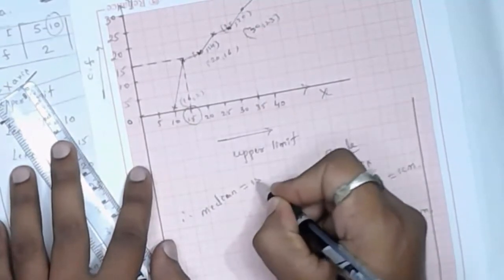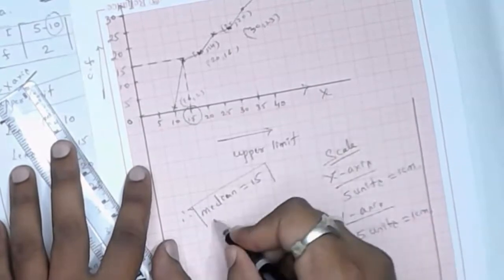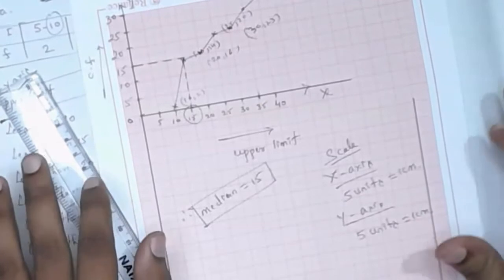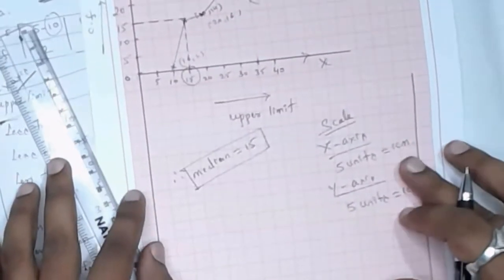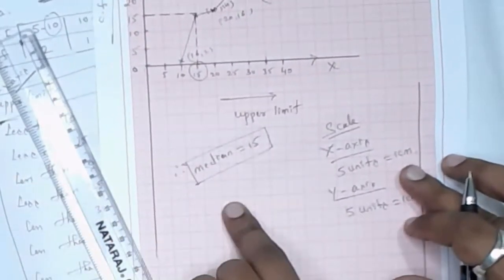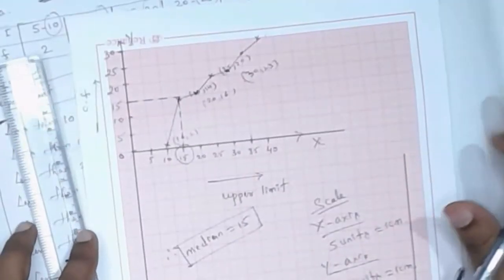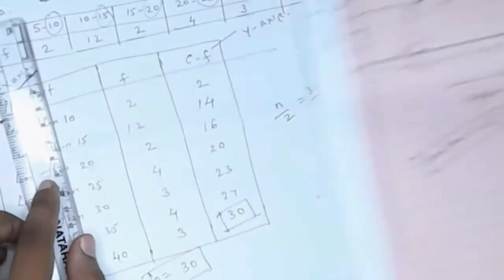So this is our final answer. This is our main answer. So median is equal to 15. You should not forget this. Understood, children? So the median answer is 15. You have to find this at any cost. You have to find it, then only you will get full marks. Be careful. Understood?